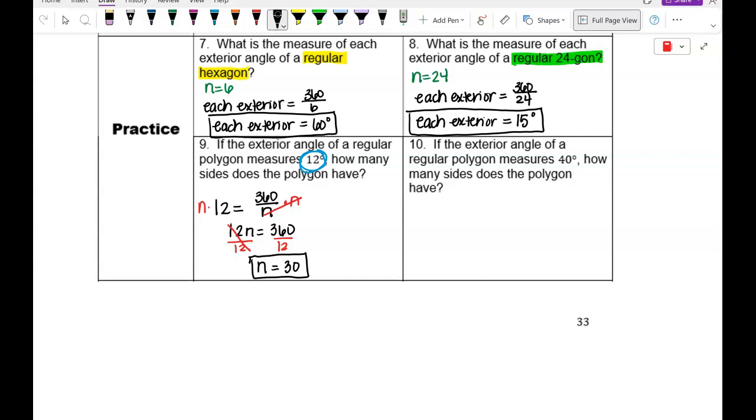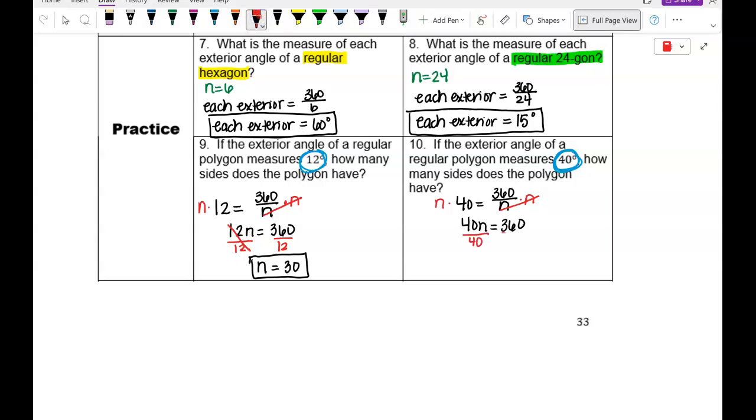Number 10, if the exterior angle of a regular polygon measures 40 degrees, how many sides does the polygon have? Again, I know each exterior right there is 40 degrees. So I'm going to have 40 equals 360 divided by n. Again, I have to clear that denominator. So I'm going to multiply both sides by n to clear it so that I have 40n equals 360.